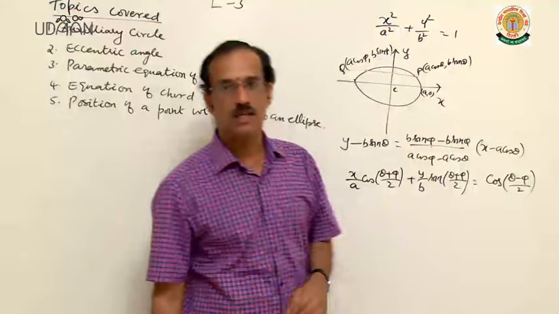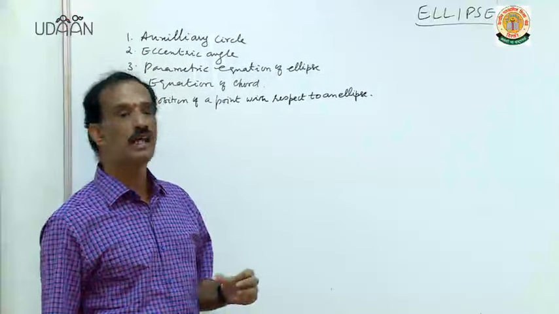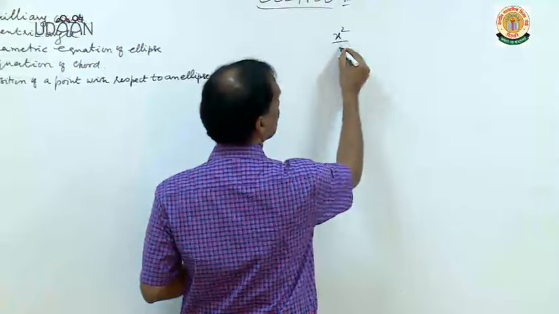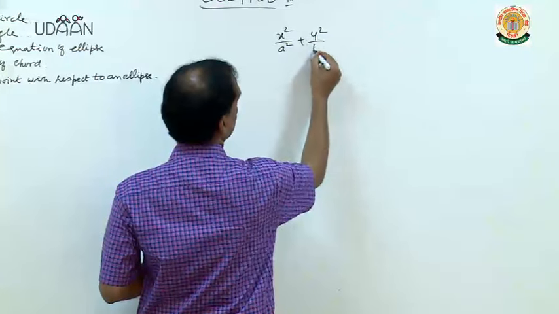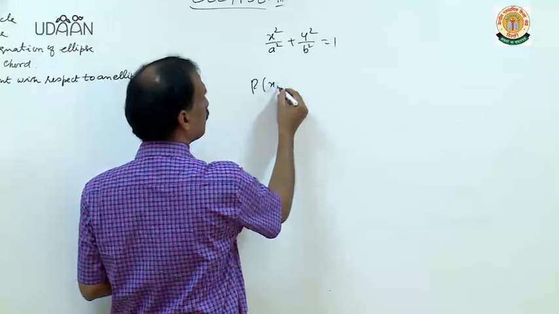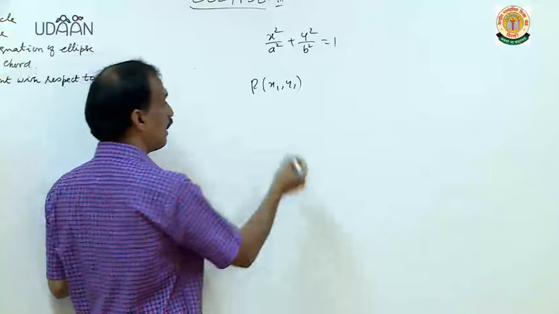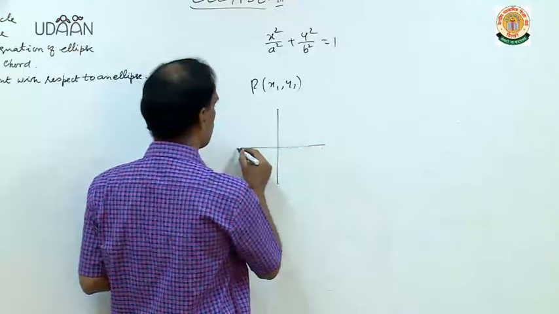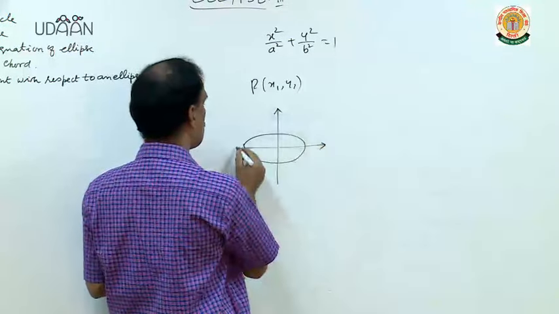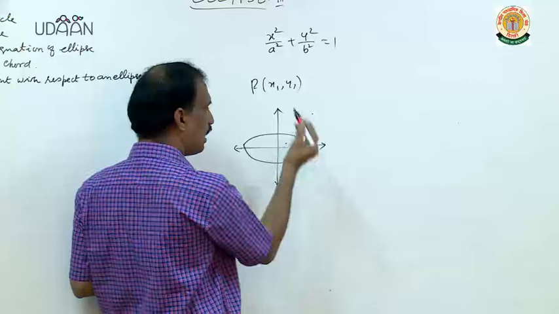Now let us move into the next topic. Position of a point with respect to the ellipse. So position of the point means what we will be having. You are given an ellipse x square by a square plus y square by b square equal to 1. A point P (x1, y1) is there in the plane. Either it will be on the ellipse, or outside the ellipse, or inside the ellipse, we have to check it.